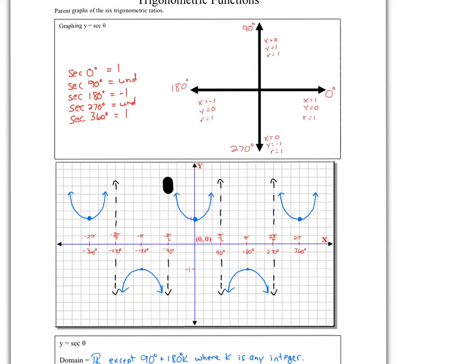And once again, the period for this is 360 degrees. The horizontal length before it repeats itself is 360. If we look here, this basic shape is what's being repeated over and over. Vertical asymptote, parabola, concave up, vertical asymptote, parabola, concave down, and then a vertical asymptote again.